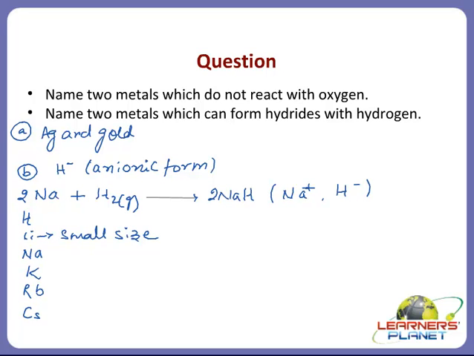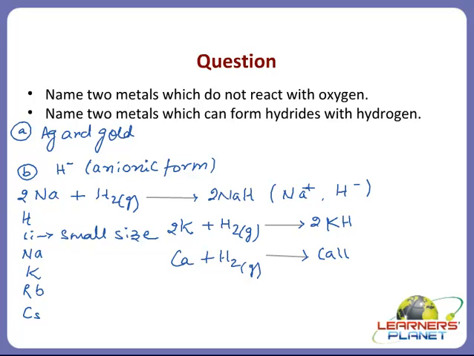Any other metal which can form hydride? It is again your potassium. If hydrogen gas is passed through heated potassium, what is it going to form? It will form potassium hydride. So it is forming 2KH, that is potassium hydride. Likewise, calcium also forms calcium hydride, that is Ca plus H2 gas. And what compound is it going to form? It will form CaH2, that is your calcium hydride.